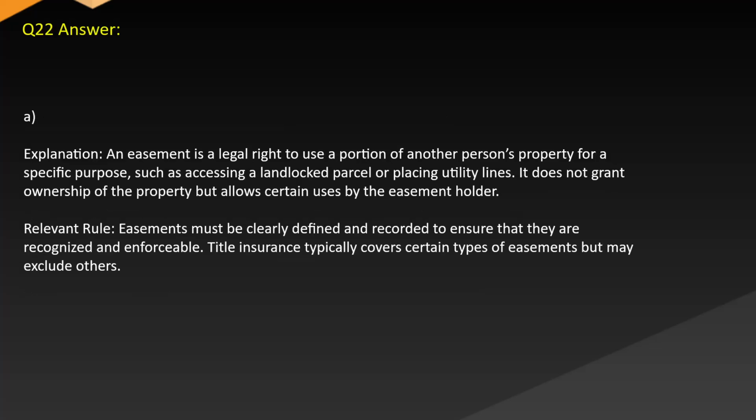Answer A. Explanation. An easement is a legal right to use a portion of another person's property for a specific purpose, such as accessing a landlocked parcel or placing utility lines. It does not grant ownership of the property but allows certain uses by the easement holder. Relevant rule: easements must be clearly defined and recorded to ensure that they are recognized and enforceable. Title insurance typically covers certain types of easements but may exclude others.